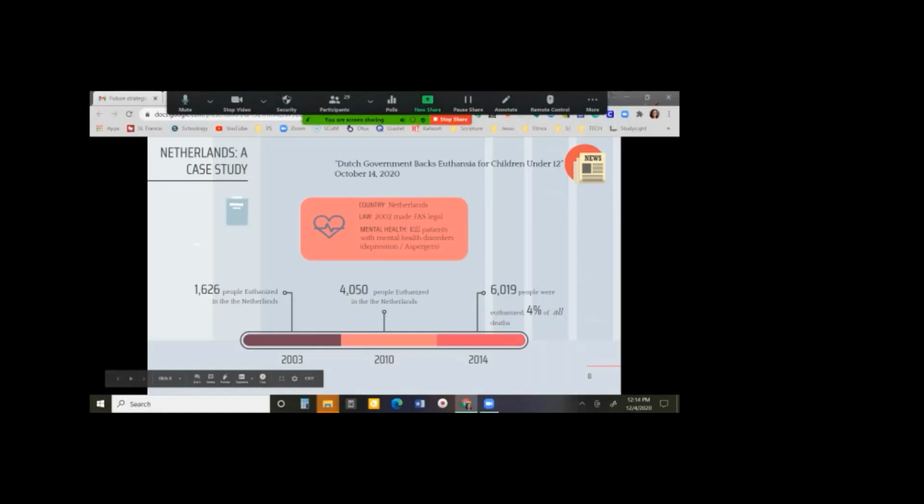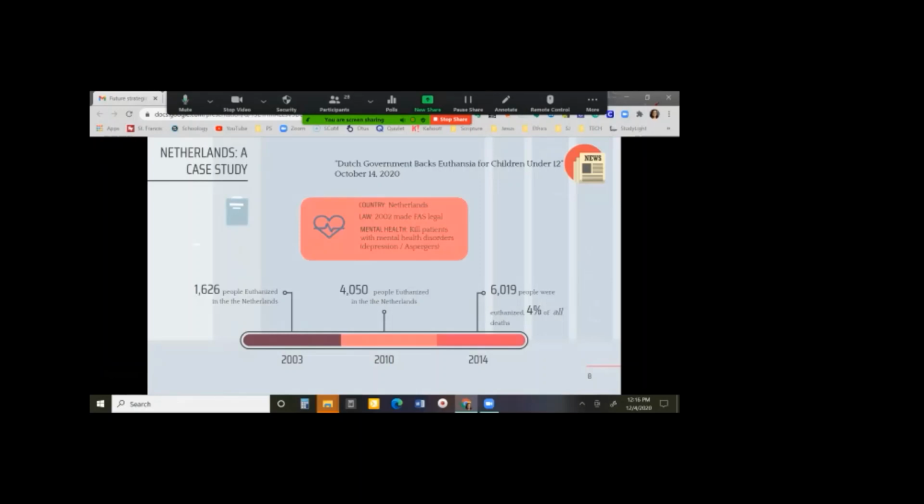Now, when we look at a case study, for example, the Netherlands, in 2002, physician-assisted suicide was made legal. And so in 2003, they had 1,626 people euthanized. Then in 2010, you can see a big jump. 4,500 people were euthanized, and you consider how small a country the Netherlands is. And then in 2014, 6,019 people were euthanized. So if you put this on a curve, it would be a slope that's going up in the amount of people who are dying. And in 2014, 4% of all deaths happened because of euthanasia. That's a staggering statistic. And this is a link to a news story. This was all over the news just a couple months ago.